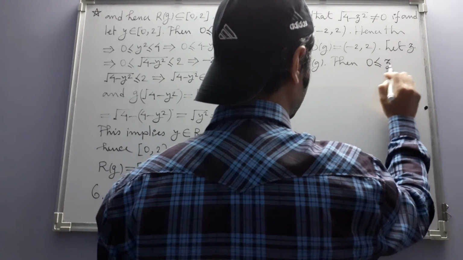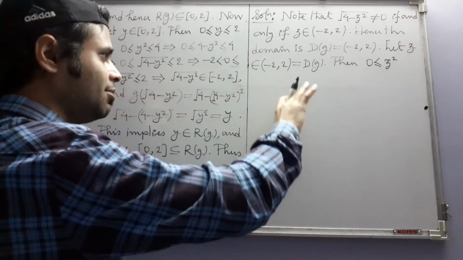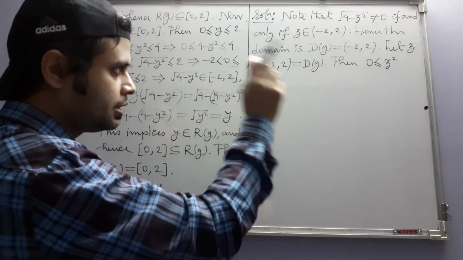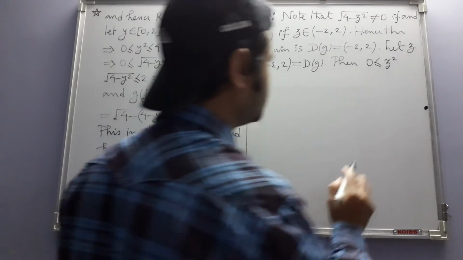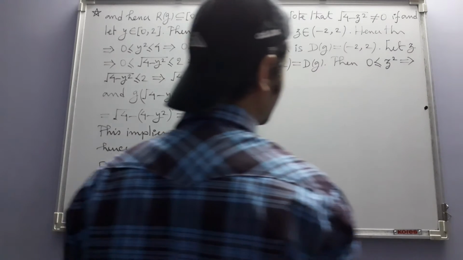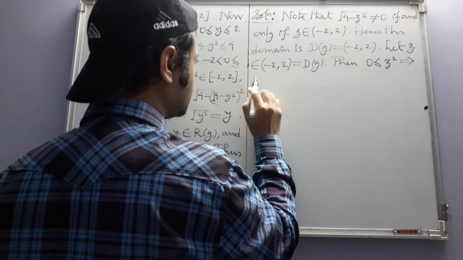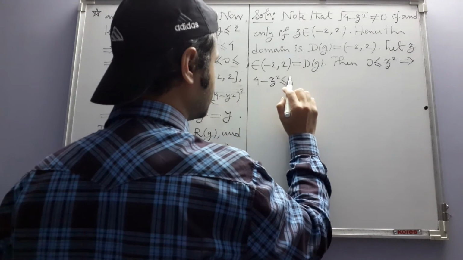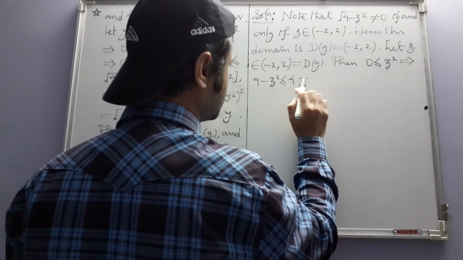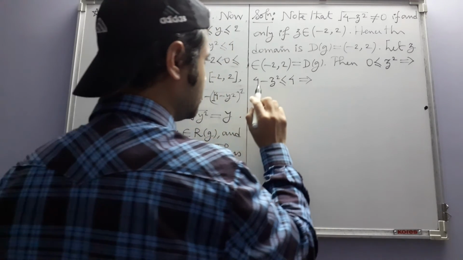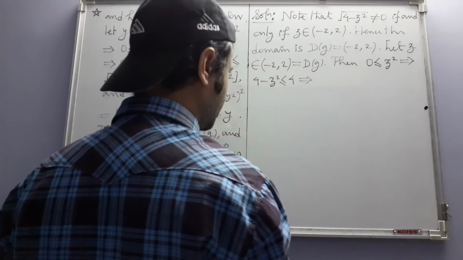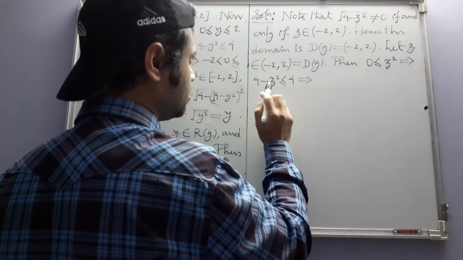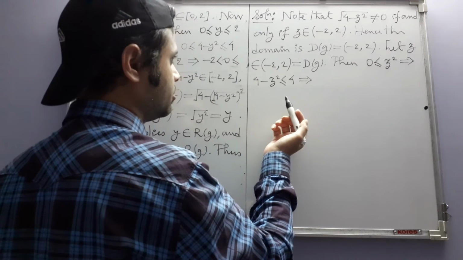0 is less than or equal to z square. This is true even for z that does not lie in this interval. This is in general true for any real number z, which implies 4 minus z square is less than or equal to 4. Okay, now this implies, now we can take square root because 4 minus z square is greater than or equal to 0.